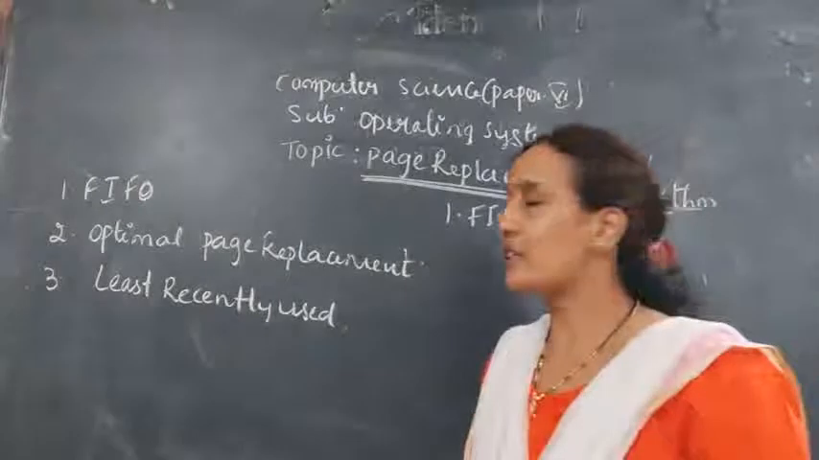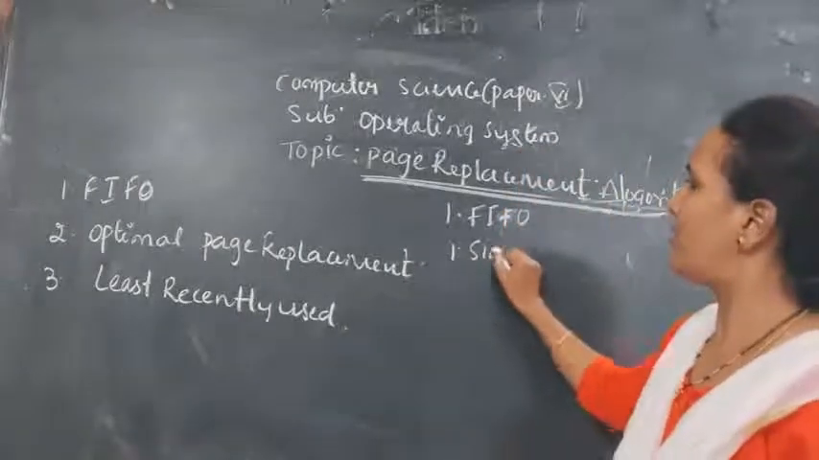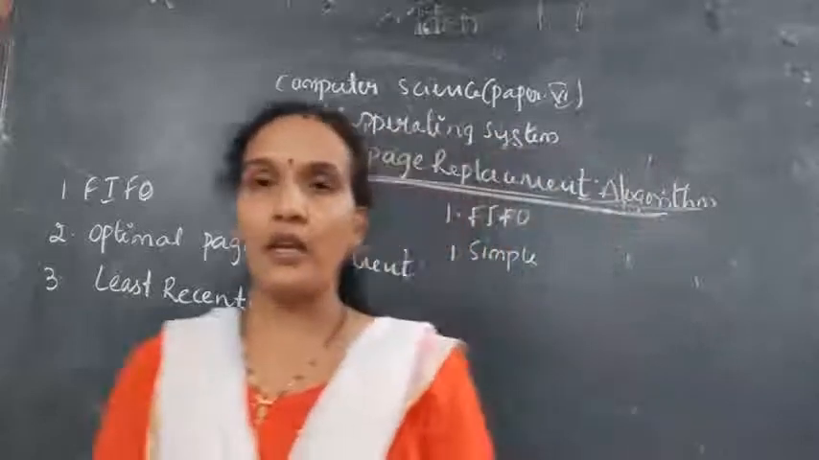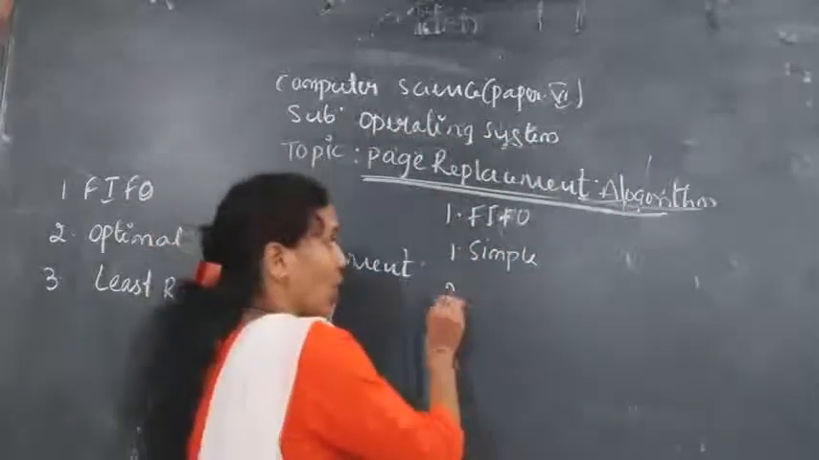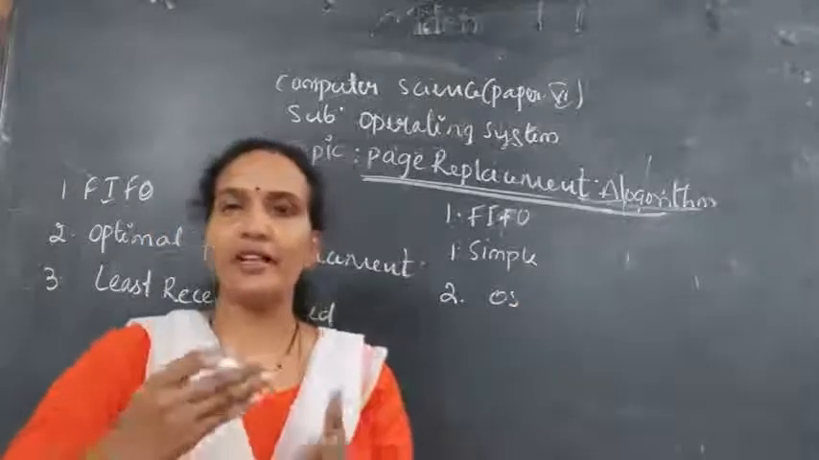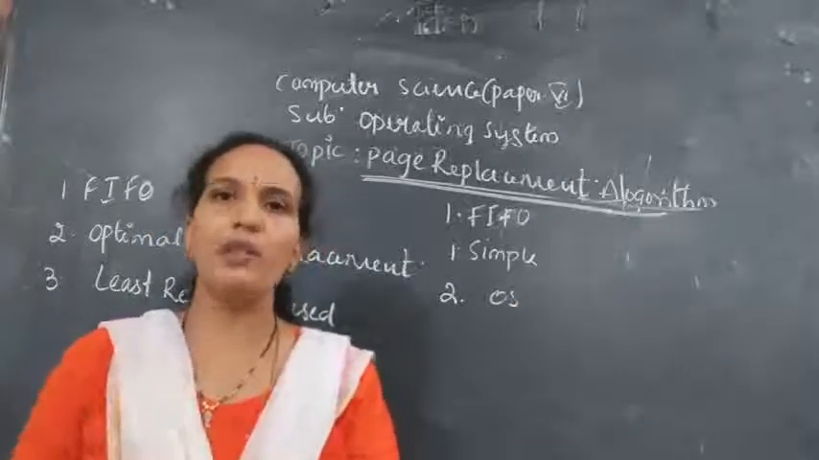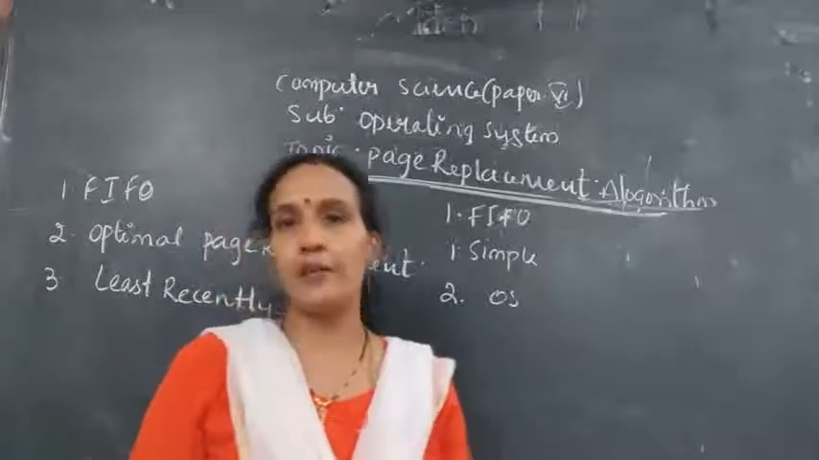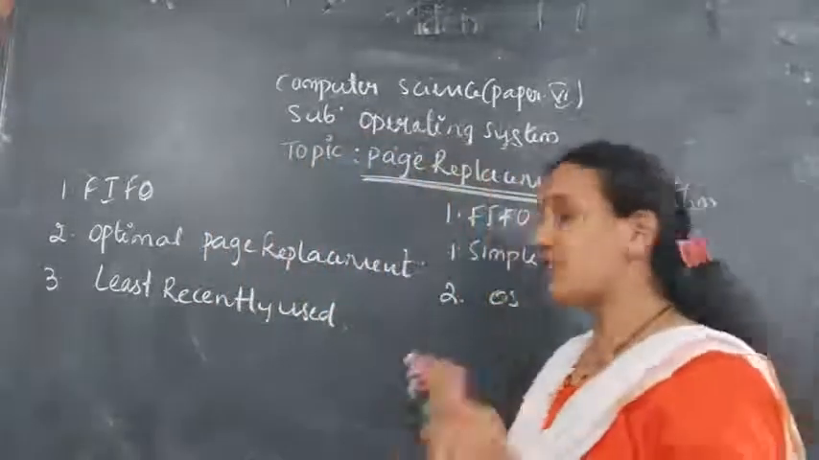In this algorithm, actually, this is a simple algorithm. Key points: it is a simple algorithm, and you can easily implement it. In this method, what the OS will do is keep track of all the pages. It will store all the pages, and it will maintain a queue.